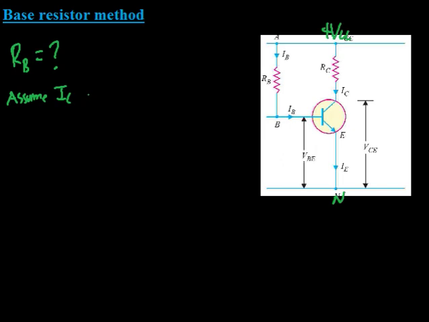From the value of the collector current due to the signal alone, we can determine the minimum zero signal collector current IC. So we will assume this IC. From IC we have the relation IC is equal to beta IB. So from this equation we get IB is equal to IC by beta. Let it be equation number 1.